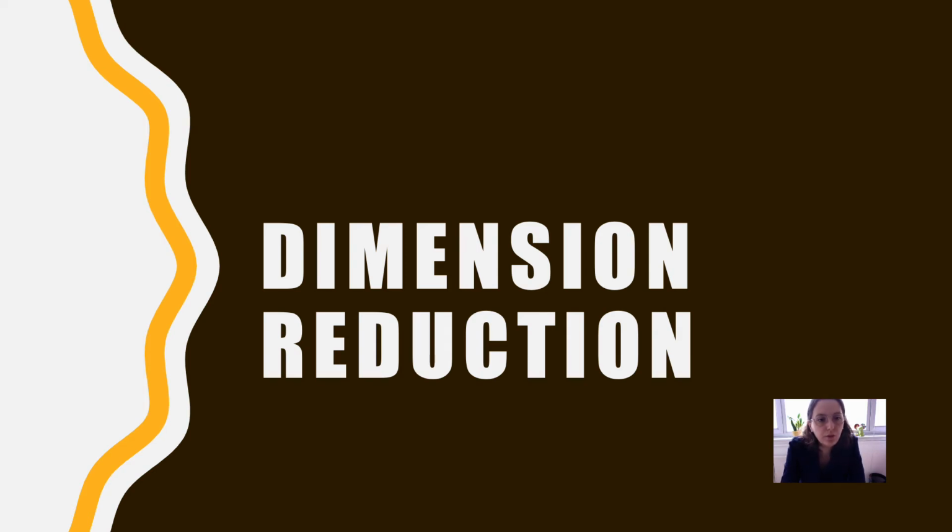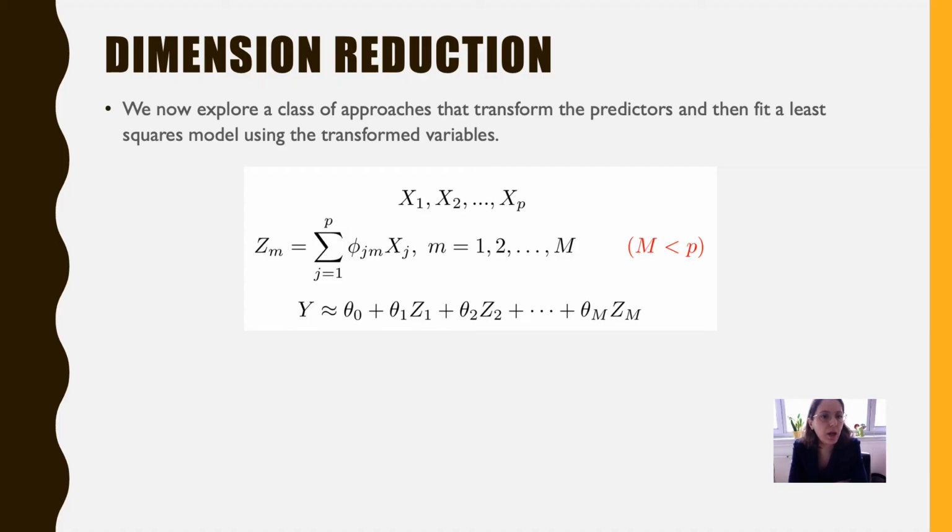So I will try to give a really brief introduction about dimension reduction. If you have lots of predictors and you want to use some of them, or if your n, which is the number of observations, is smaller than or close to p, you may want to use some dimension reduction methods. And let's move to the next page.